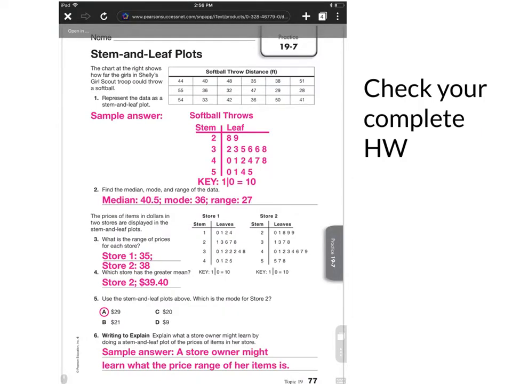Here's your chance to check your homework from stem and leaf plots practice. Moving on in 3, 2, 1.